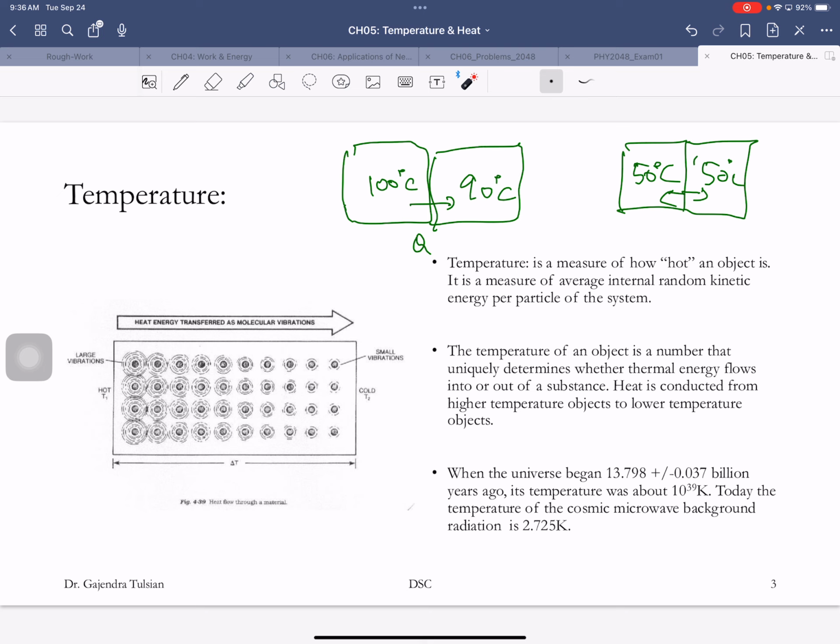This is just an interesting fact. The universe started in a Big Bang 13.8 billion years ago. The temperature back then was roughly estimated to be 10 to the 39 Kelvin. Today we are bathed in a background radiation whose temperature is 2.7 Kelvin.